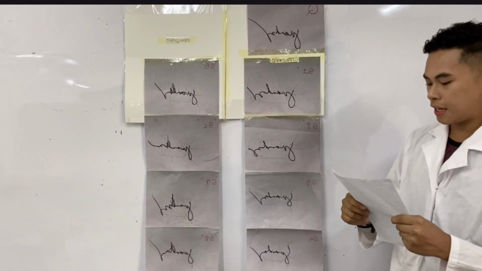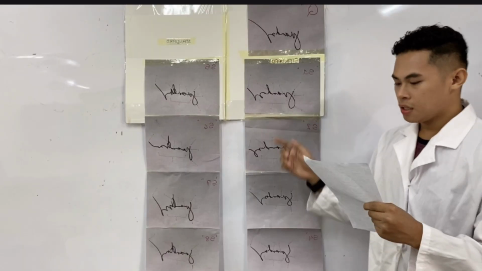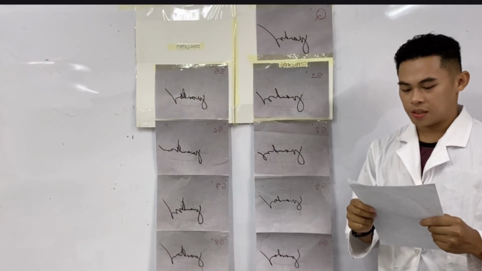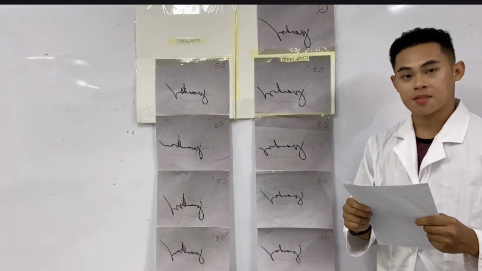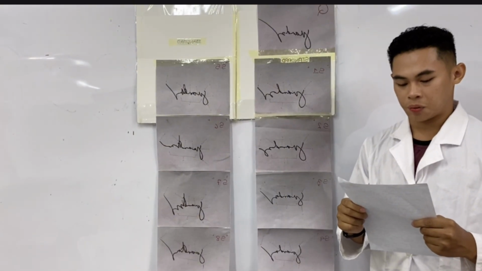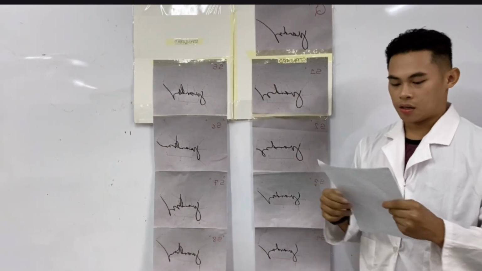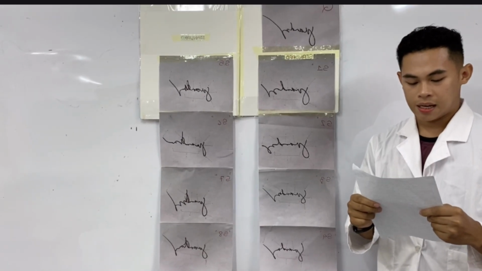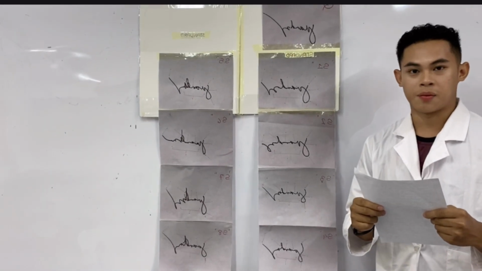Next observation is the lower loop. In the question specimen, the lower loop is executed in smooth motion that reconnects fluidly to the subsequent strokes. While in the standard, similar to all specimens, the shape and size are also consistent in formation across specimens.